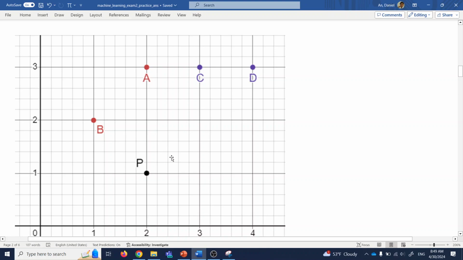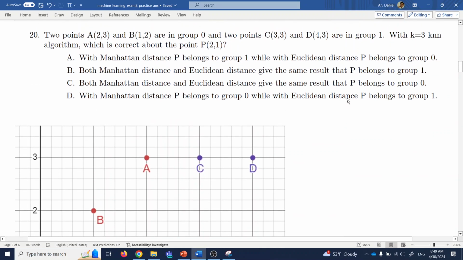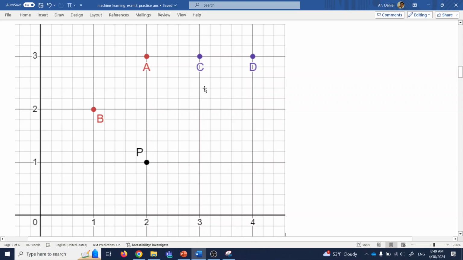Now, let's think about what would happen if we were to use the Euclidean distance. For the Euclidean distance, I guess that doesn't really change. See, P to B is square root of 2. This is 2. This is square root of 5. It's further. So still, the nearest ones are B, A, C. So it's still group 0. So in either case, it's going to be group 0.